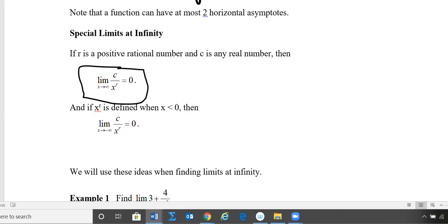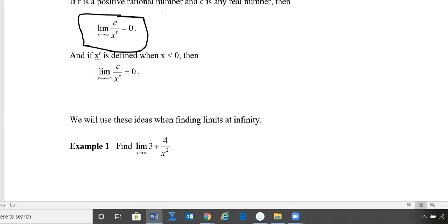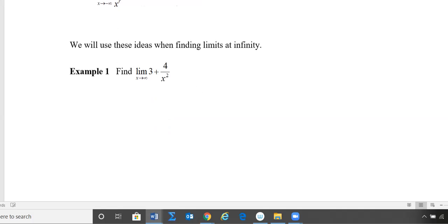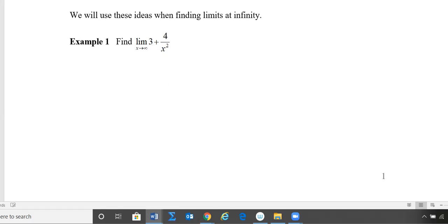And of course the opposite, when x is heading to negative infinity, we have this situation. That limit is still going to be 0. Now we can use that to help us with lots of these different forms of limits. Here's our first example.